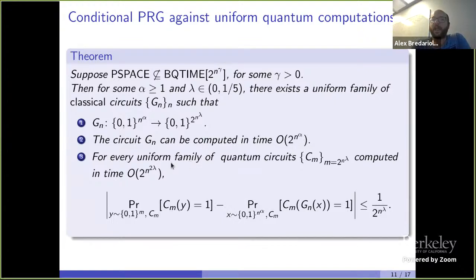we also require that for every uniform family of quantum circuits, C_m, the output of this quantum circuit on truly random inputs, or on the output of this PRG, should be roughly the same. So the point is that all of these quantum circuits cannot distinguish which is the case, whether they were given a random input or a pseudo-random one. This is a somewhat standard definition of PRG, but here what's important are these parameters. I was trying not to get too technical.